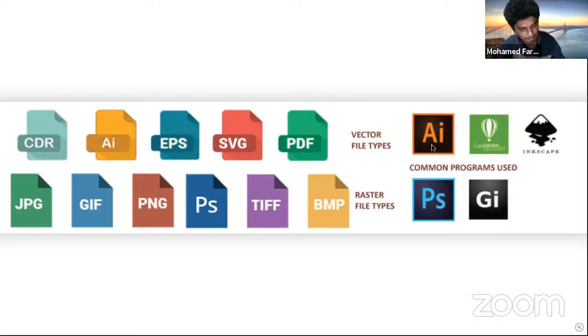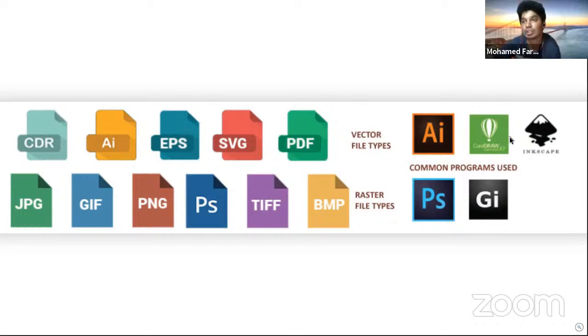You will use Adobe Illustrator, CorelDRAW, and Inkscape. But for others, normally JPG, PNG, the software you will commonly use is Photoshop and GIMP. Okay, these kinds of software you will use to edit a photo or a drawing, or a digital painting. You will also do digital painting in Photoshop and GIMP. That is raster file types. And vector file types are PDF, SVG, AI, EPS, and these can all be done in Inkscape, CorelDRAW, and Adobe Illustrator.